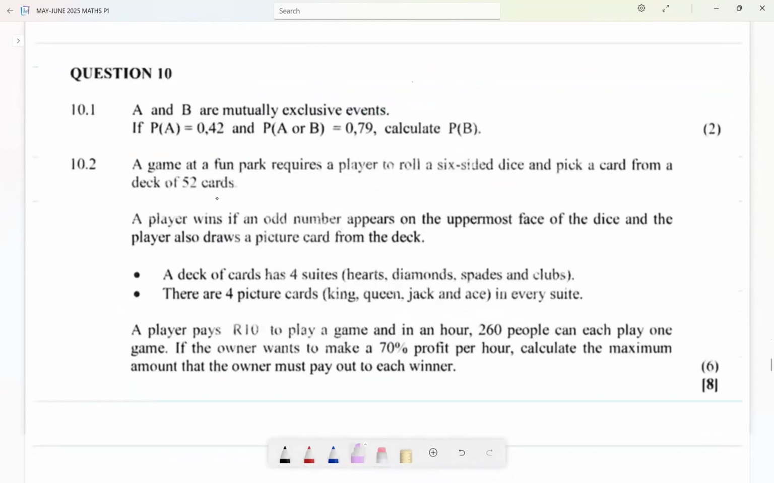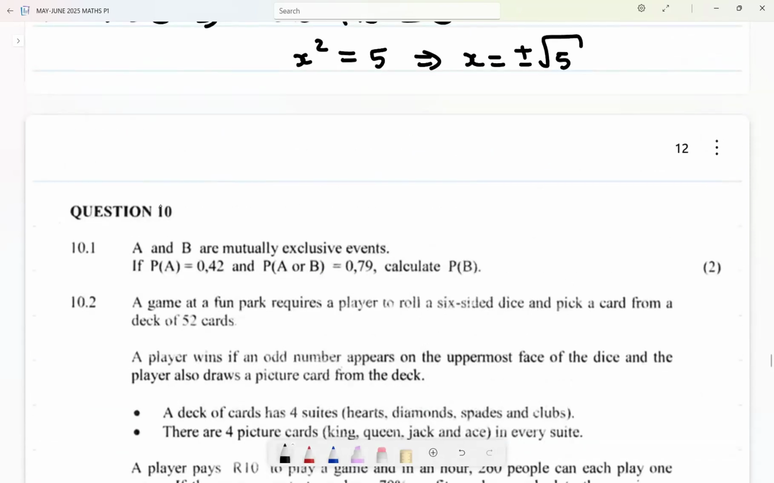Question 10, probability question. A and B are mutually exclusive events, probability of A is this, probability of A or B is that, calculate the probability of B. This question always appears, guys, and it's the easiest. What do they mean that the events are mutually exclusive? It means that the probability of A and B is equal to 0. It means now my events are like this.